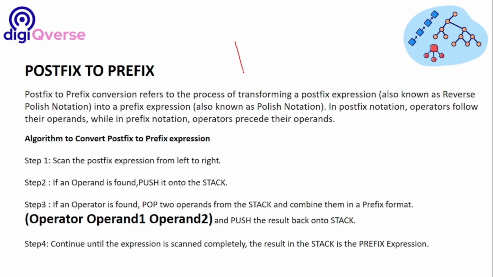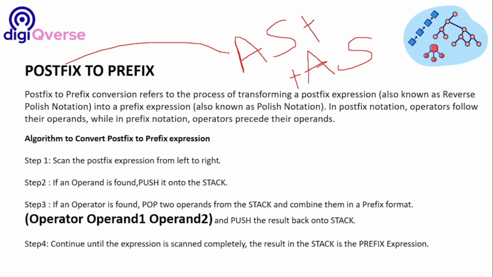Postfix means we have, for example, A, S, and the operator plus, the same as usual. Prefix means the plus is written first, then A and S. So this is a representation of postfix to prefix. Postfix is represented like this, prefix is represented like this, okay?